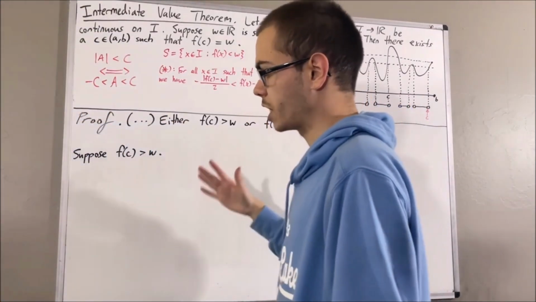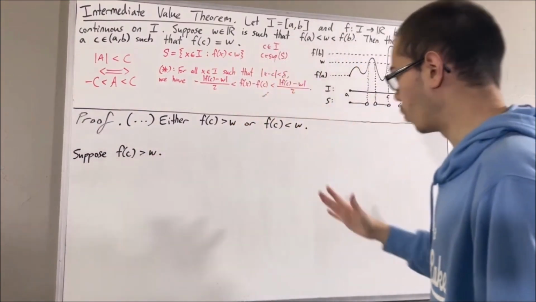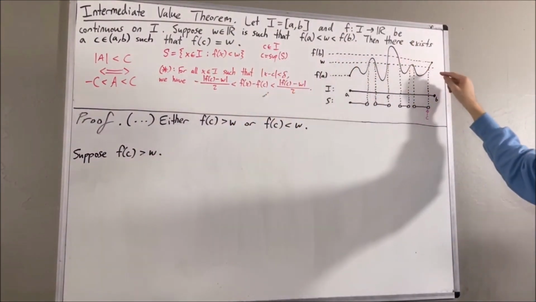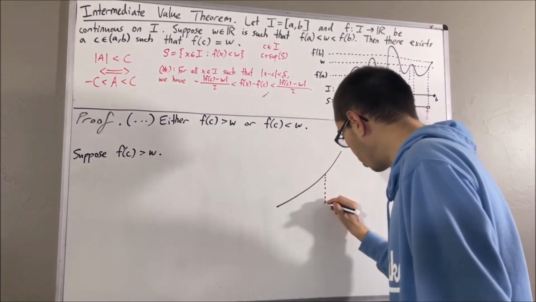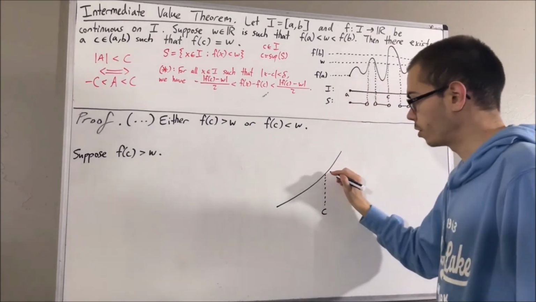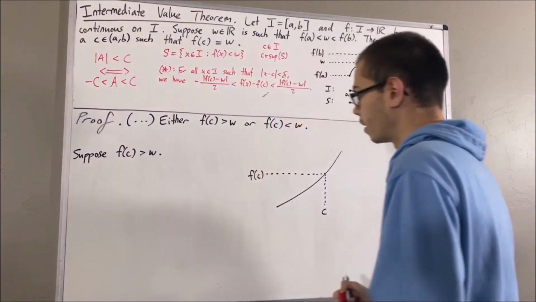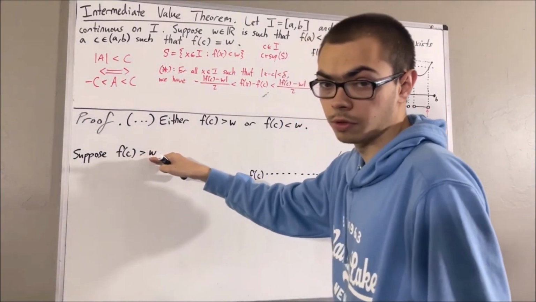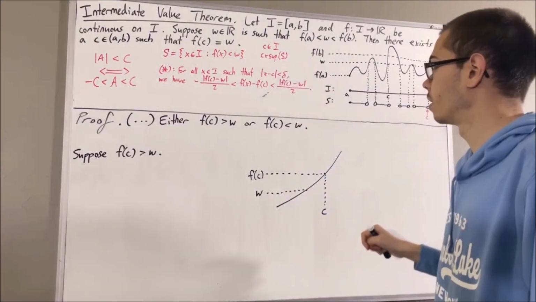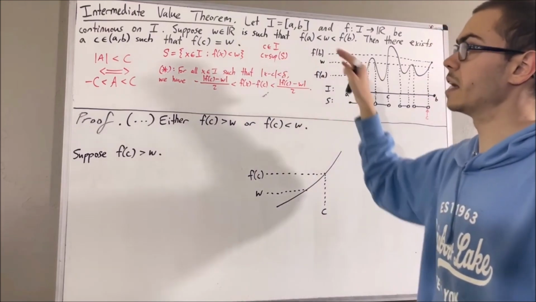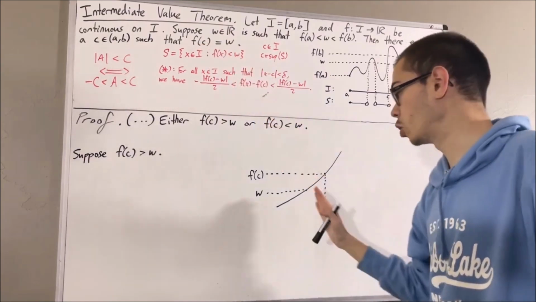So how are we going to reach a contradiction in this case? Well, let's think about what's going on in our function around c. So this is where c is, and the output value it yields to the function f is f of c. And f of c is greater than w in this case. So we're going to say w is about right here. Now, c is an upper bound of S, which means every element of S must be to the left of c.